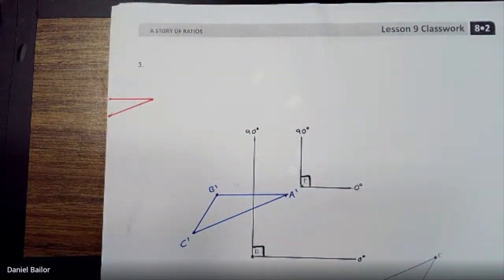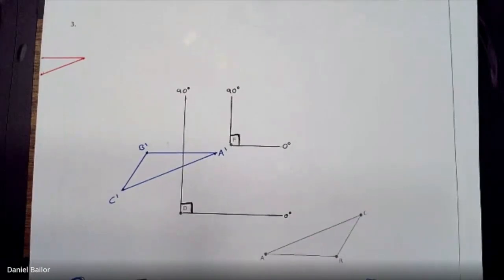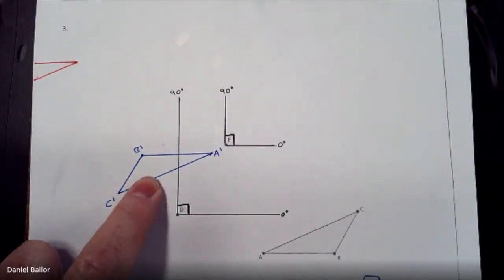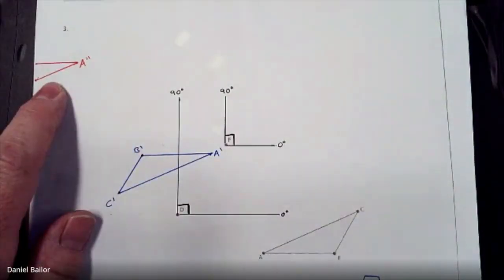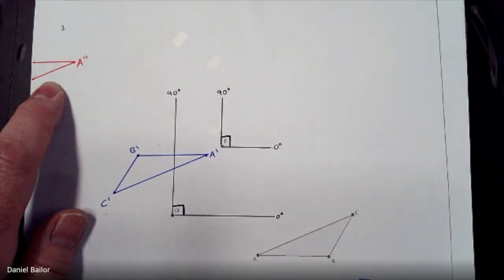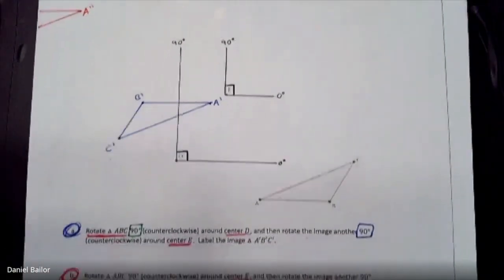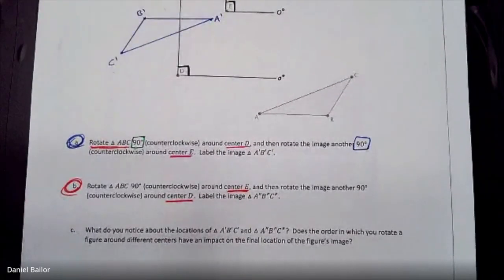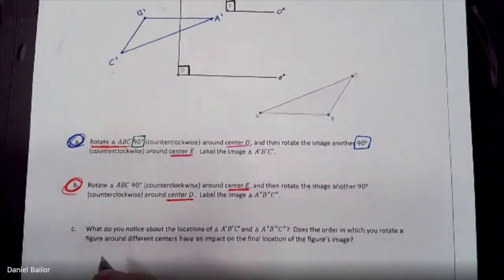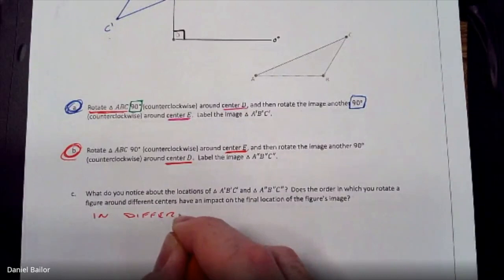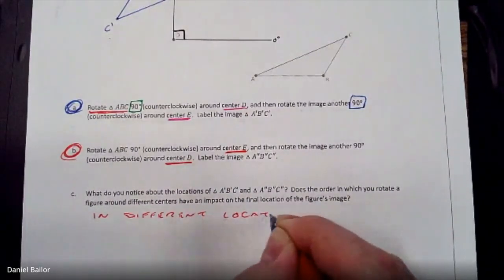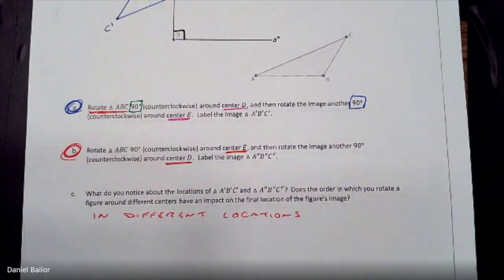You can see that the triangles, when I used D first, it stopped right here. When I used E first, I stopped way up over here. Two very different places. So part C, what do we notice about the locations? First, we notice they are in different locations. And so does the order you rotate a figure around different centers have an impact? Yes.